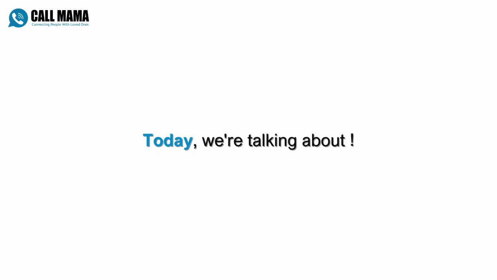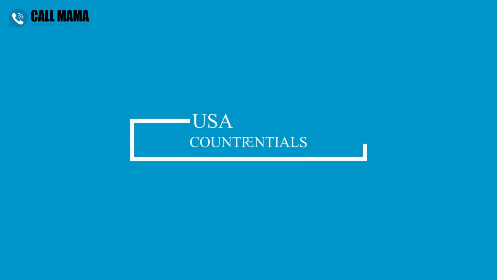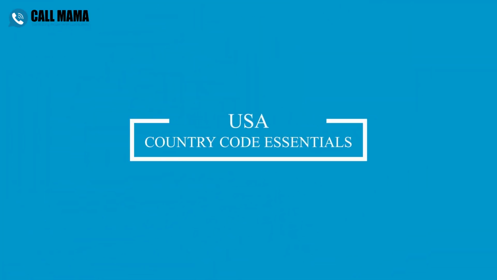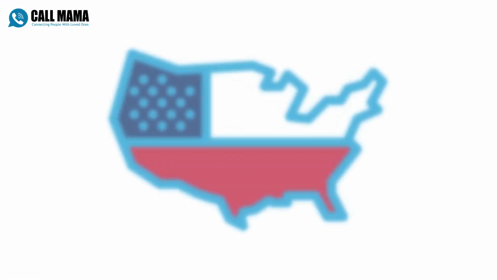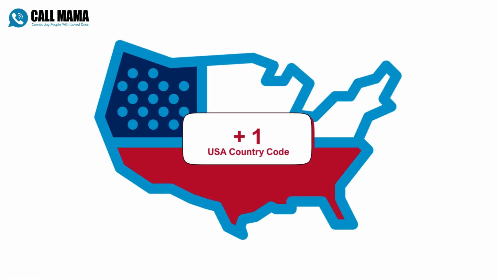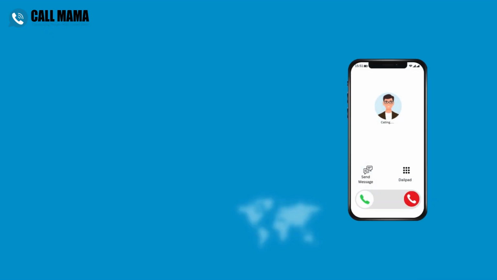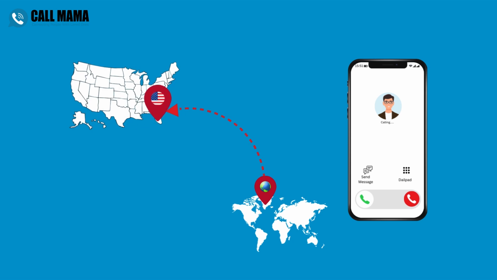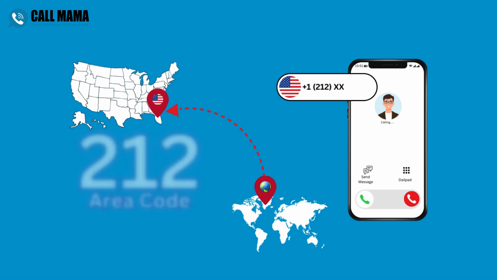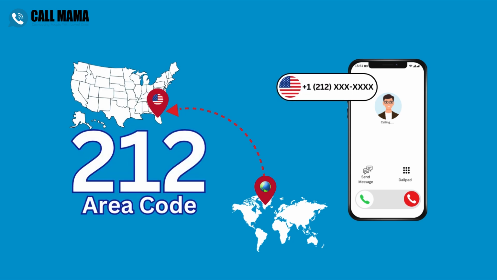Hi everyone. Today, we're talking about the USA country code and how to make international calls to the United States. The country code for the US is +1. This code must be dialed before the phone number you are calling. For example, if you are calling a phone number in New York City, you would dial +1, then the area code, and last the phone number.